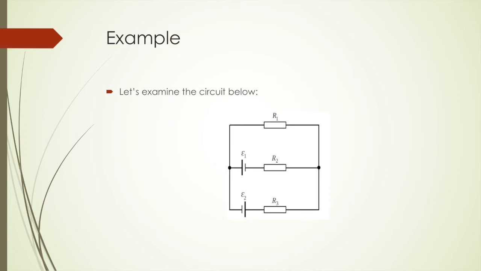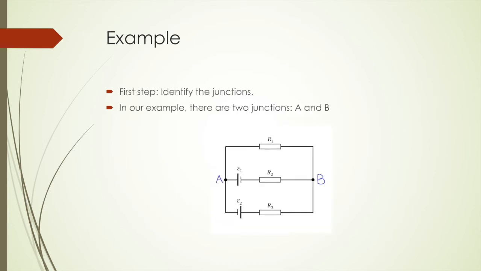So let's take the current law and voltage law and apply them to this circuit. So it looks okay: parallel circuit, 2 power sources, 3 resistors. Let's use the laws because it makes the calculations so much easier. First thing we do is identify the junctions. We have 2 junctions, A and B. We can see that by our black circles there.